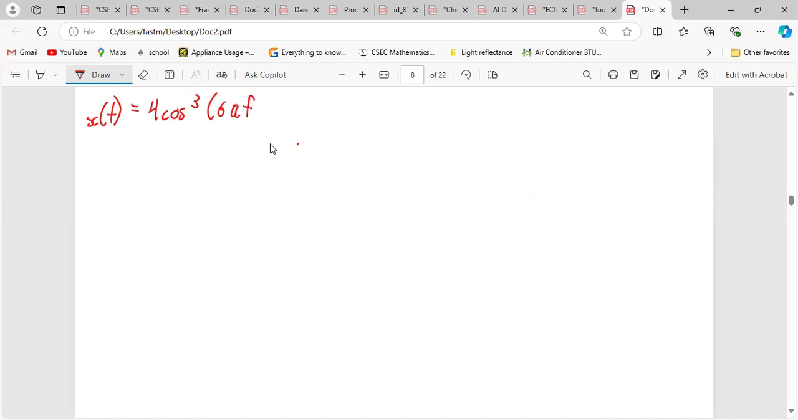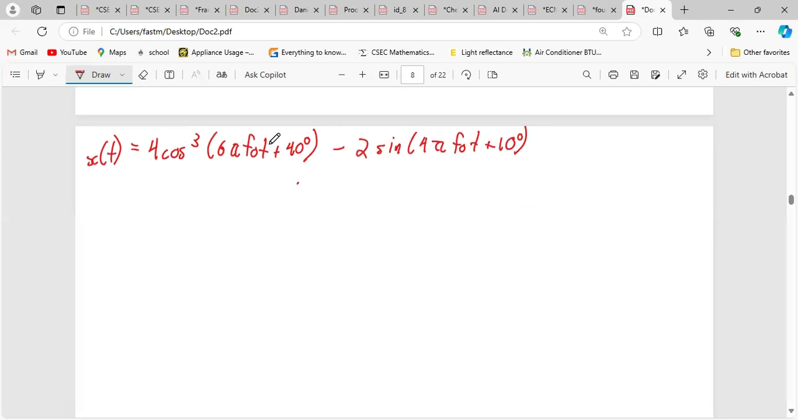6 cos 5 F naught t plus 40 degrees, minus 2 sine 4 pi F naught t plus 10 degrees. Okay, so this one has a lot in it.